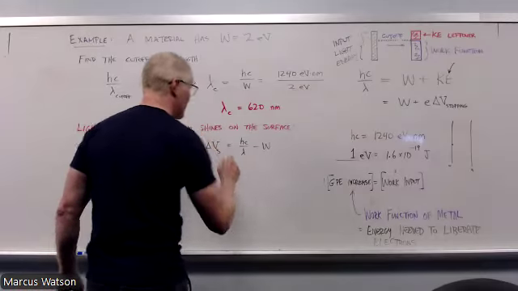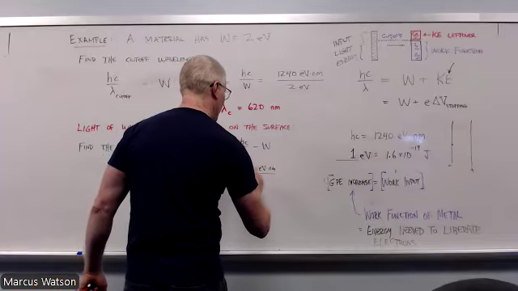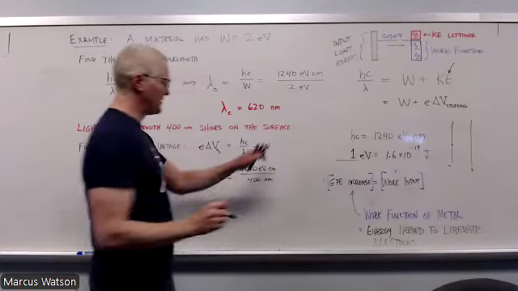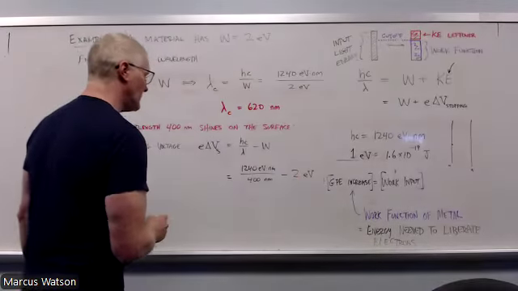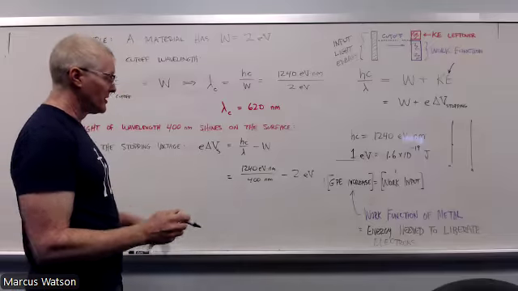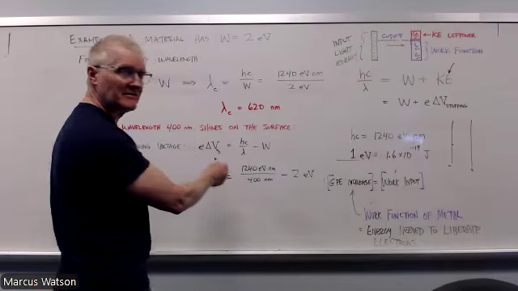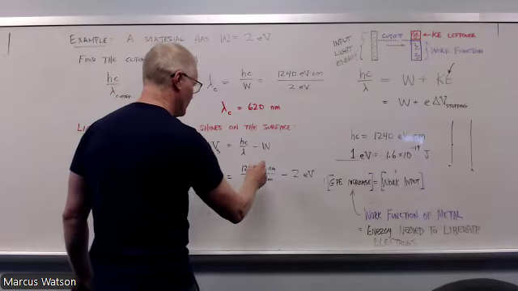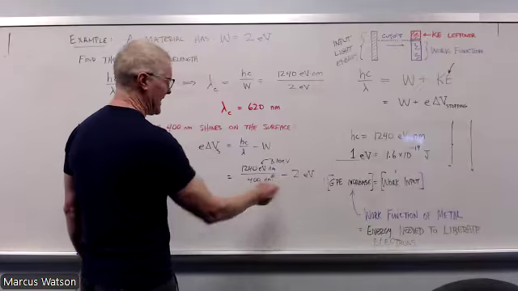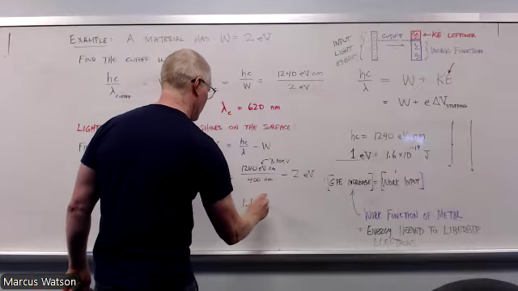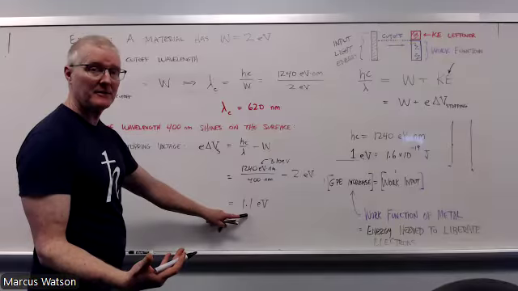I've got hc over lambda. hc over lambda here is 1240 eV nanometers. I'm going to have 400 nanometers coming in. Nanometers are going to go away. I'm going to less this by 2 eV. And I'm going to ask, okay, what's the stopping voltage? So 1240 divided by 400 should be hopefully 3.1 eV. So 3.1 less 2 is 1.1. 1.1 eV is the kinetic energy of the electrons when they leave the metal.